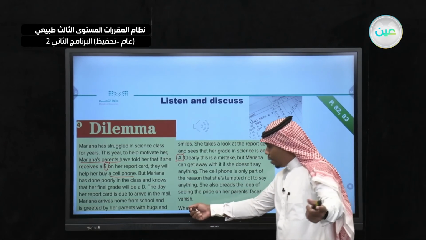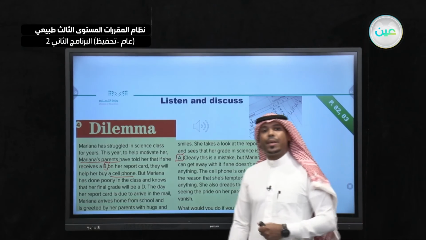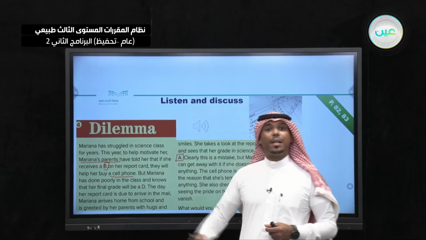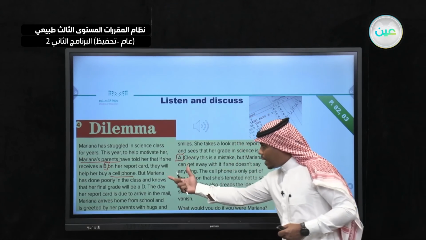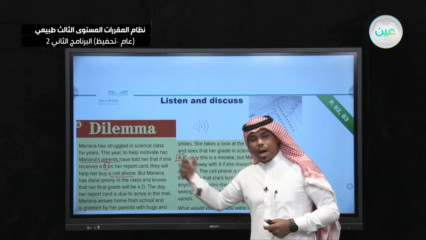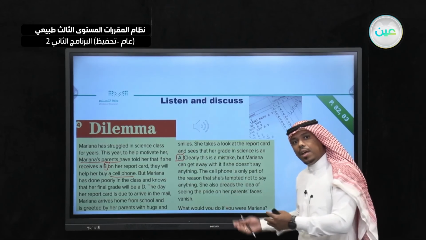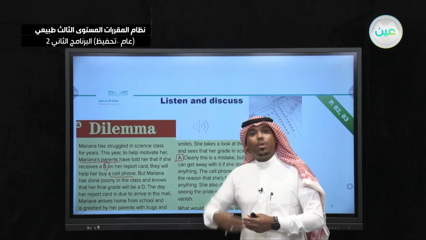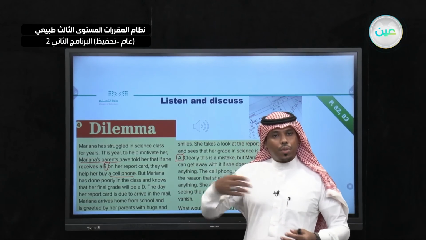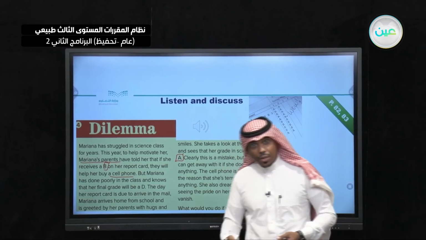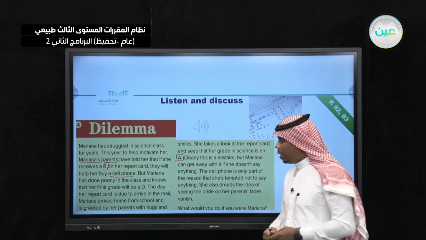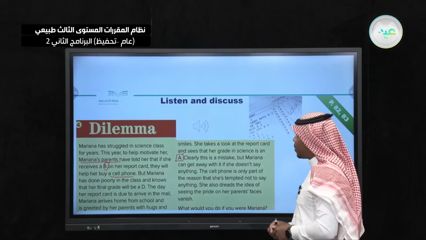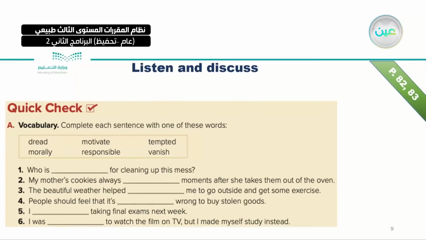But here, what would you do if you were in her place? I'm talking about Mariana. Are you going to lie? Are you going to tell the truth to your parents? Why? Because here she won the cell phone. Now you can say that if she wants something, she must do better, and of course study and at least get good grades in order to have the cell phone. Very good, nice. Now as you can see here, we will move to quick check.